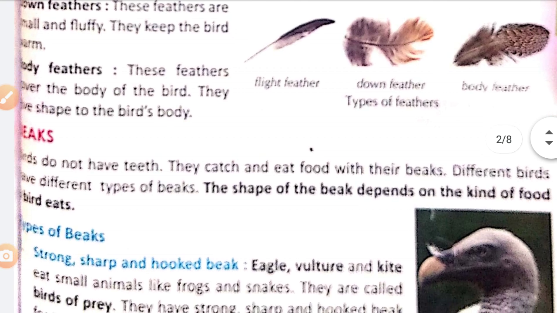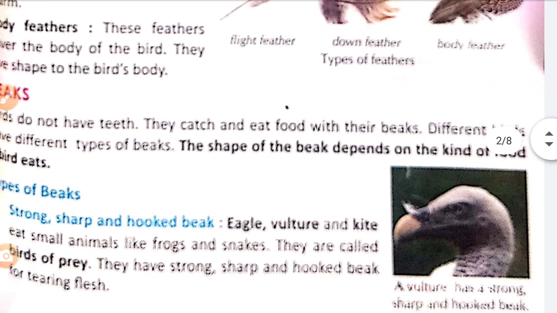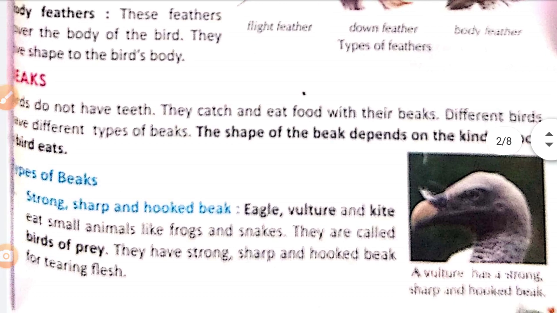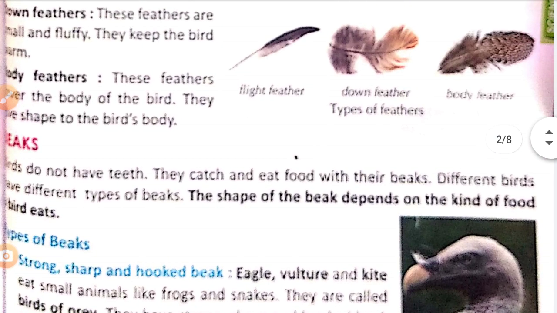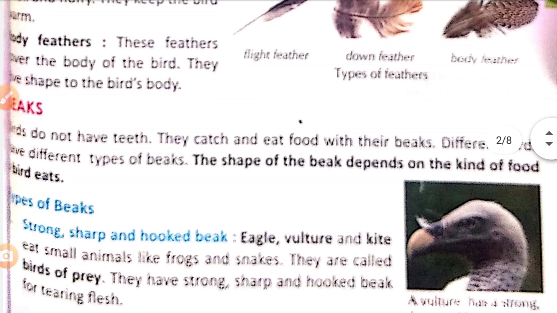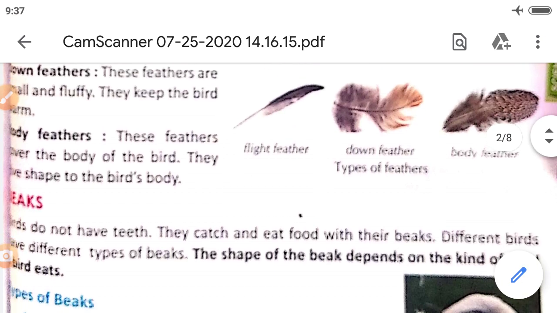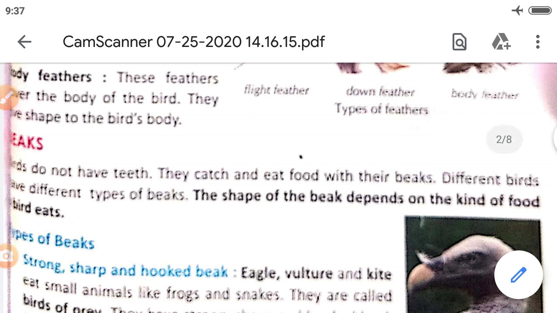नेक्स्ट, बॉडी फीदर्स. These feathers cover the body of the bird and they give the shape to the bird's body. ये जो डाउन फीदर्स है वो क्या करते हैं, बॉडी फीदर्स है, they help the birds to give the proper shape. These are the body feathers. You can see the picture which is alongside.